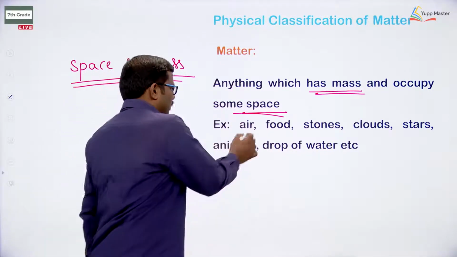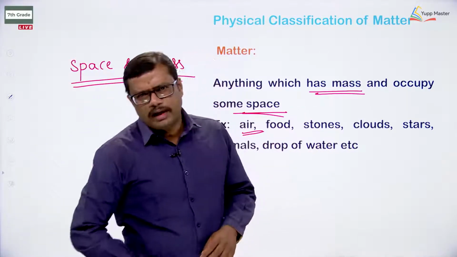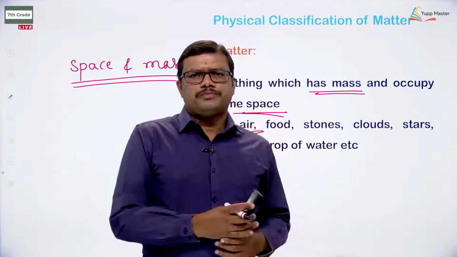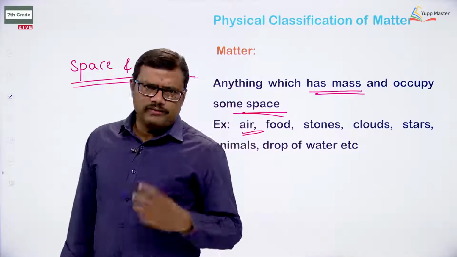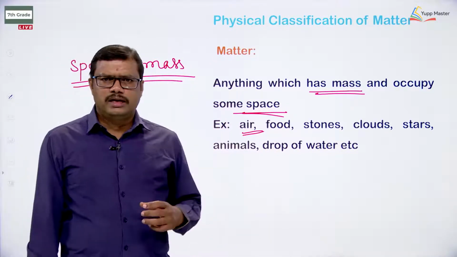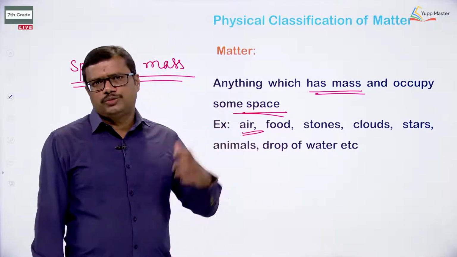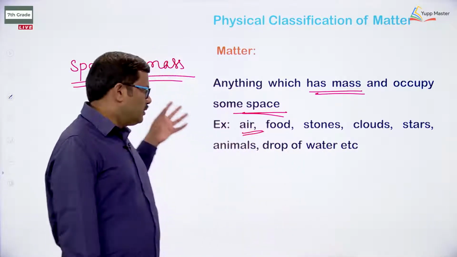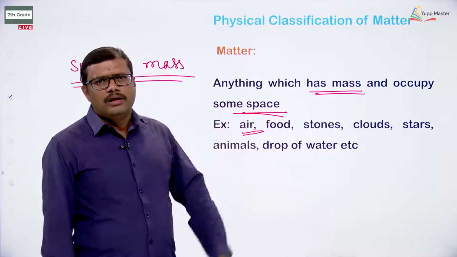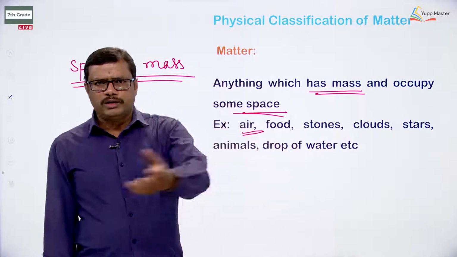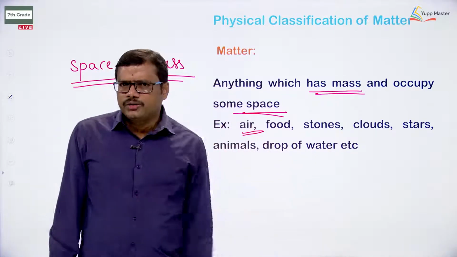For example, air. Whenever we open the door, air comes into the room. Whenever somebody uses a fragrant scent or deodorant, as soon as the person enters the room, we start feeling that smell. The gas used as perfume is spreading throughout the room, so it occupies some space, and generally we know air has mass.